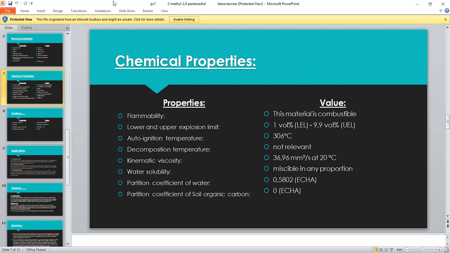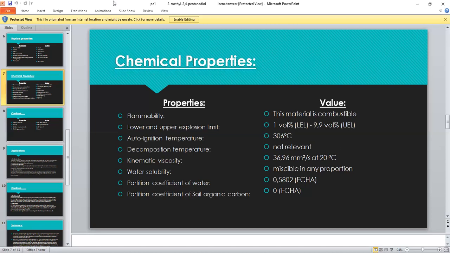Water solubility is the measure of the amount of a chemical substance that can dissolve in water at a given temperature. As it is a liquid, it is miscible in any proportion with water. The next is the partition coefficient.